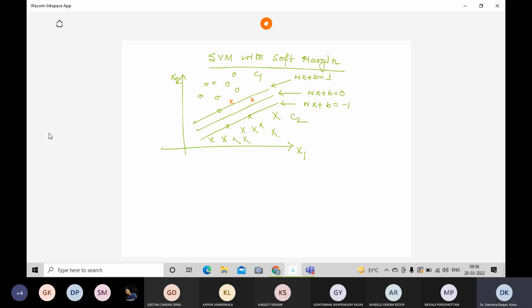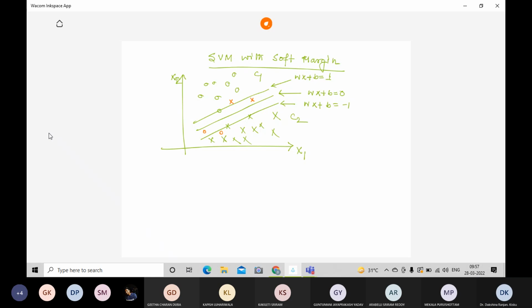And we can have other examples from class C1 which are found in the region of class C2. Let's say this is one example and this is another example from class C1 which is found in between the hyperplane and the margin of class C2. Now how do we deal with this when we allow the misclassifications? How do we design the SVM classifier after considering the misclassification from class C1 and C2?